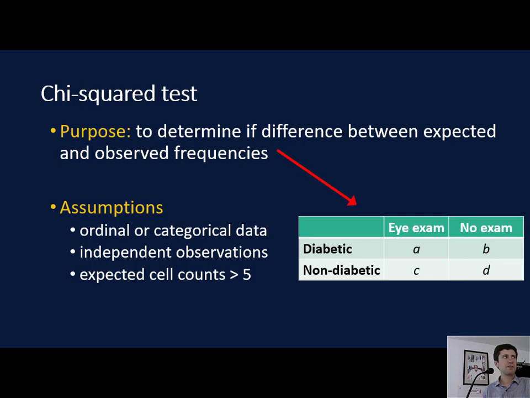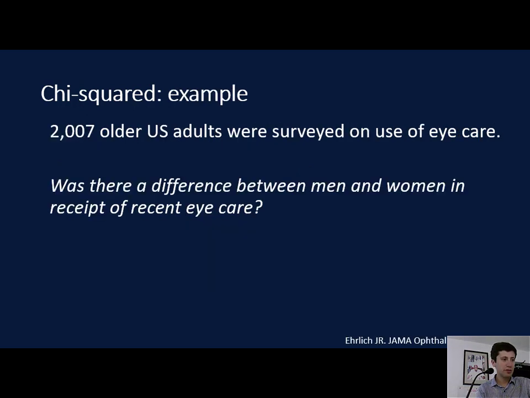Does that make sense? If it's not greater than 5, there's an alternative test we can use called the Fisher exact test. But you'll see that a little less frequently because usually we're dealing with sample sizes that are large enough that our expected cell counts are going to be greater than 5. But those are the assumptions.